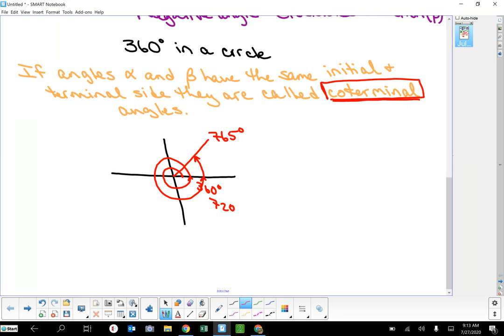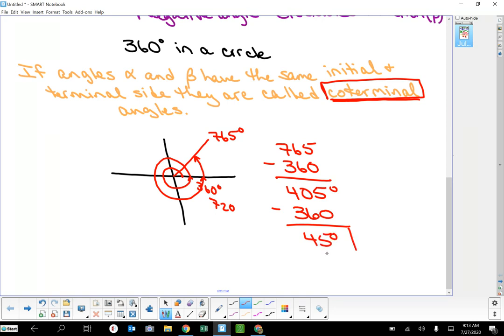All you have to do is take off entire rotations from 765. So if you take off an entire rotation, you get 405. That's still bigger than 360. So take off another 360 and you get the 45. Okay, and that's what you would want. So if you're given one big angle like that, these things can keep on going. So you can name multiple angles.